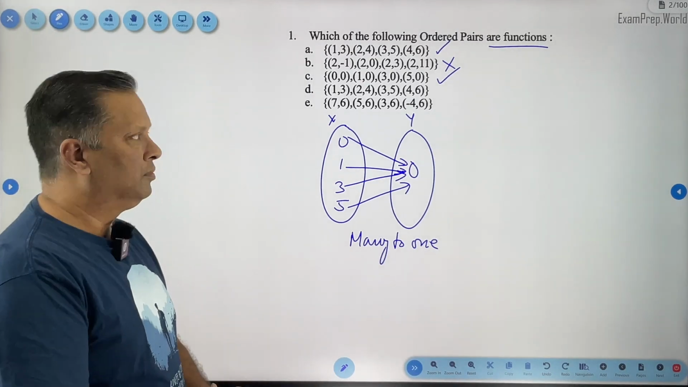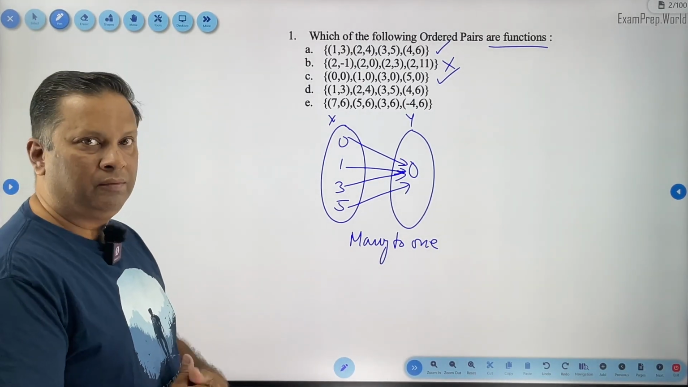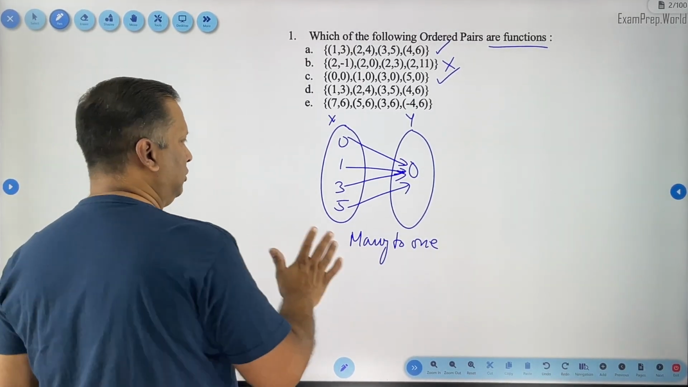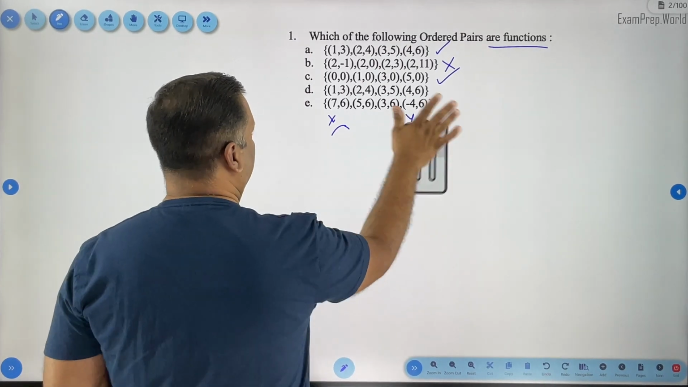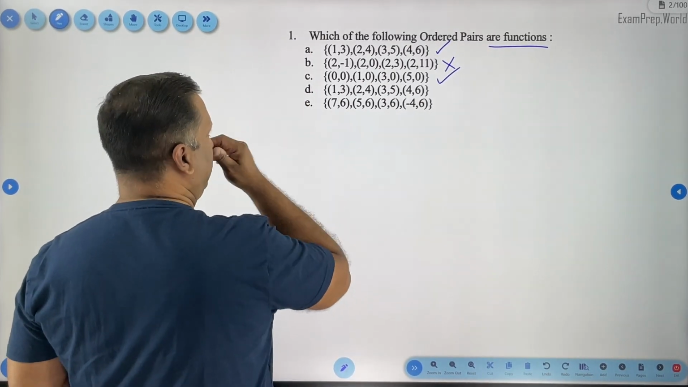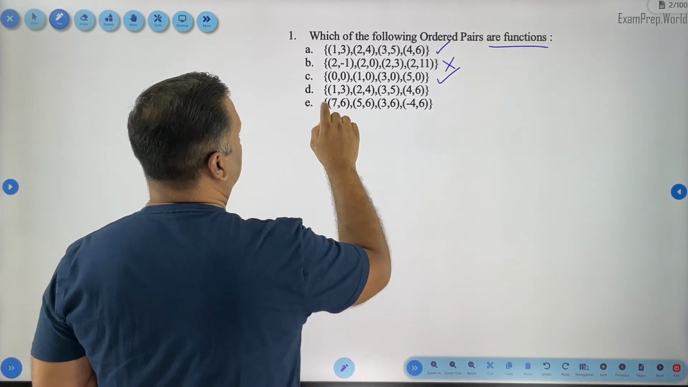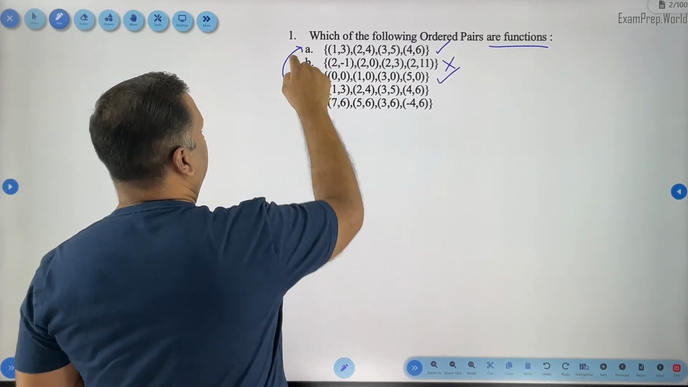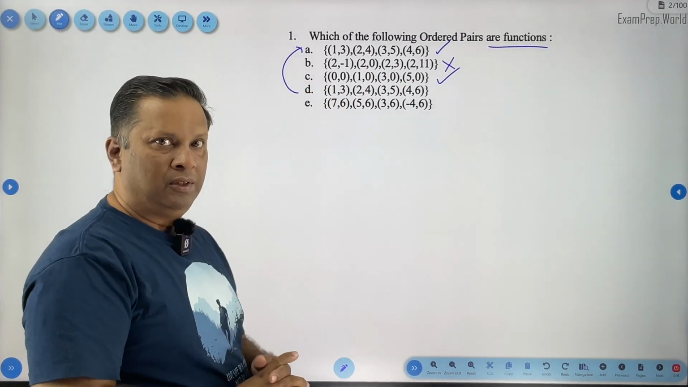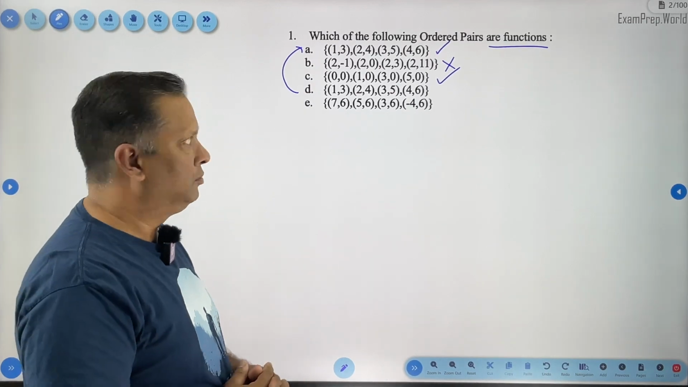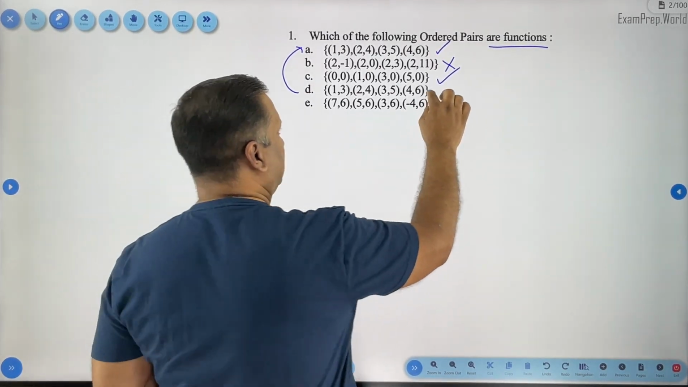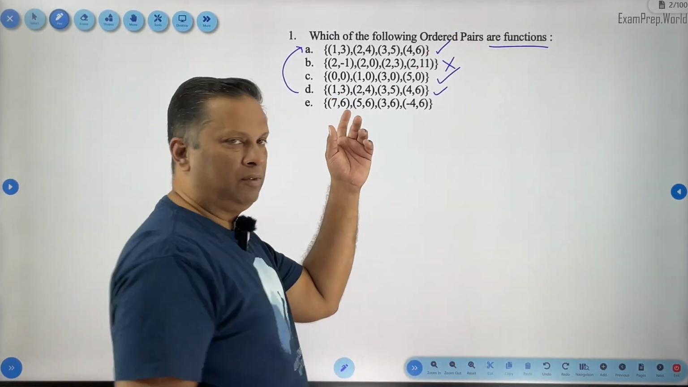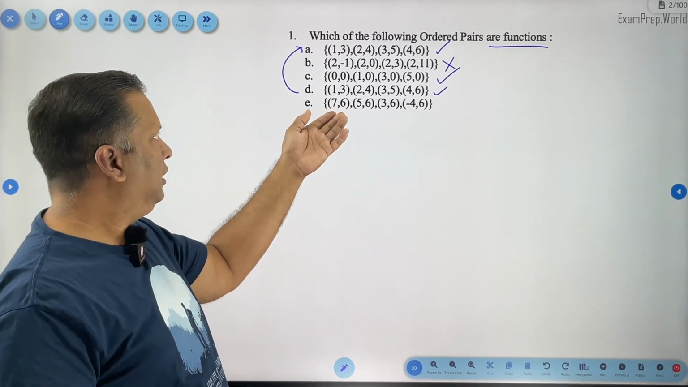Okay. Third one is done. So we have to go and look at the fourth one. D. 1, 2, 3, 4, 3, 4, 5, 6. D and A basically are the same question. I don't know why it was repeated, but this is a function because the first one we understood. They are the same question, so I don't want to do that.